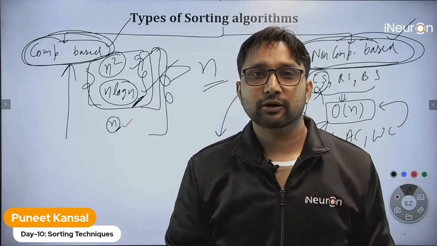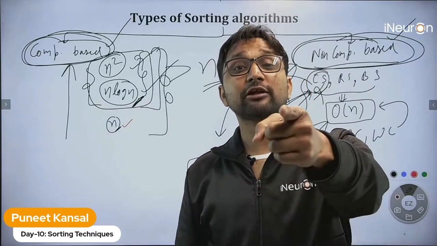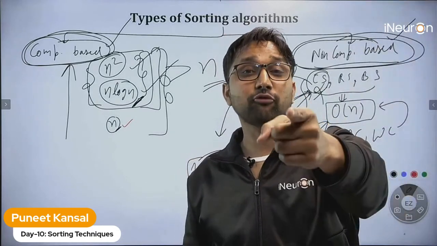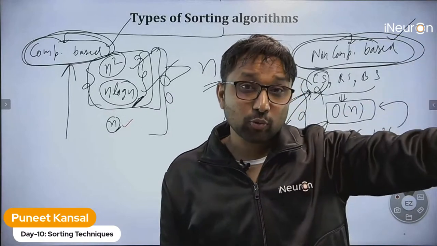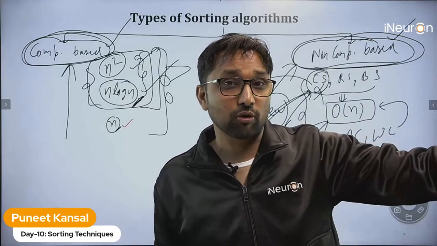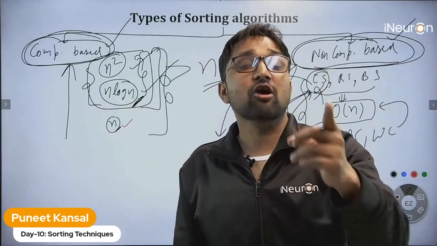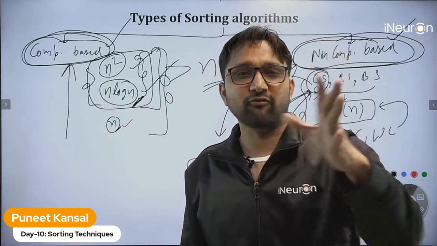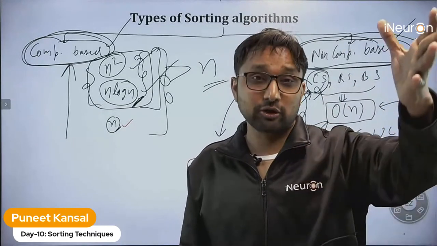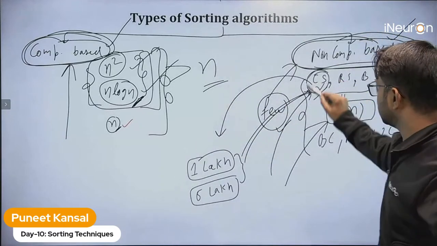We cannot bound the user. The moment you bound the user, the user will throw your app out of the mobile. Why? There are many other options to sort the numbers, many other softwares also. The software which is bounding the user, that is the worst software. The software which is giving freedom to the user, that is the best software. So here they are bounding.